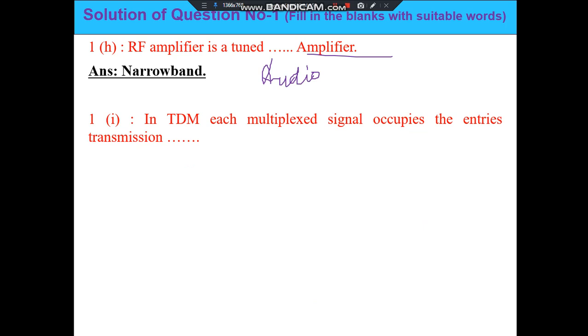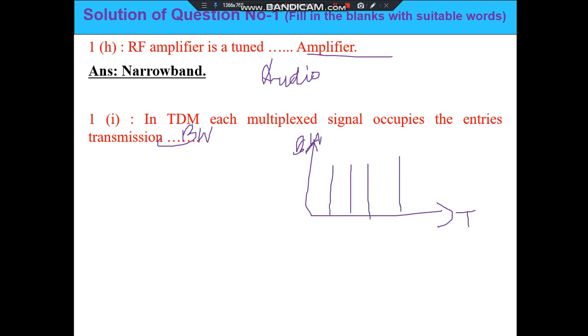In TDMA, the multiplexed signal occupies the entire bandwidth. Suppose this is the time, this is the bandwidth. At each and every time we use the whole bandwidth. We assign the whole bandwidth to the user. So the answer will be bandwidth.